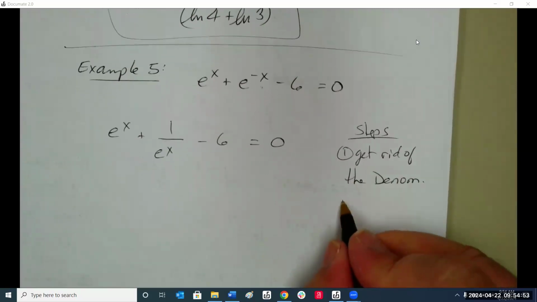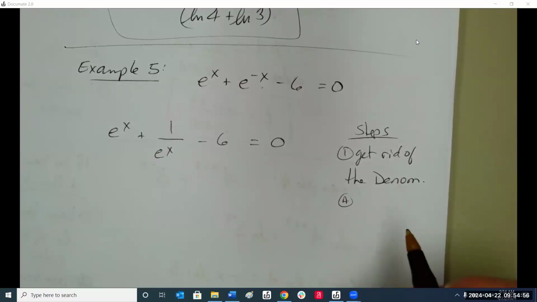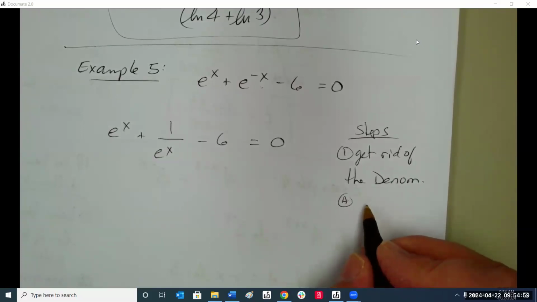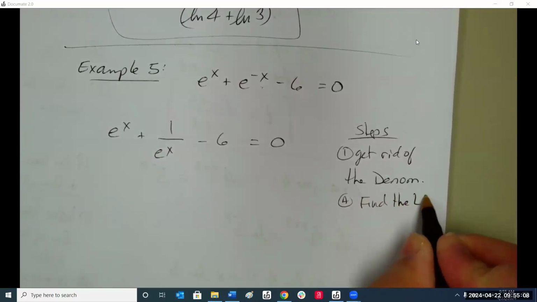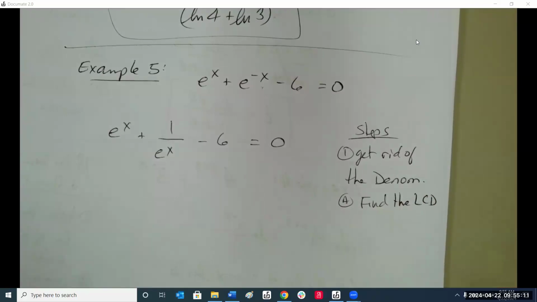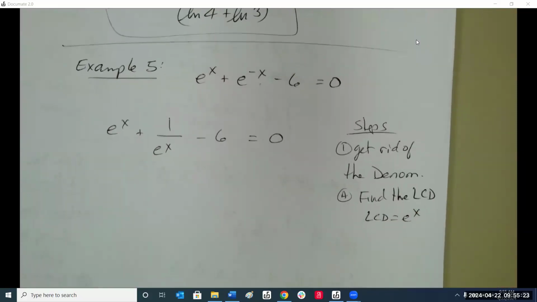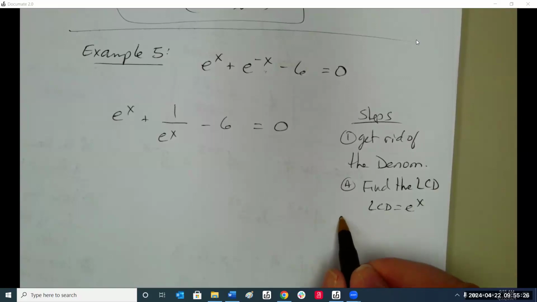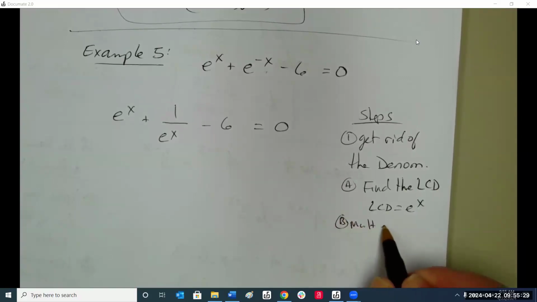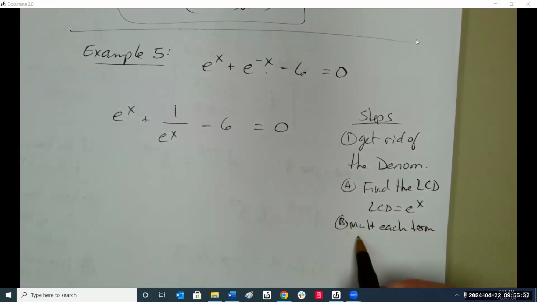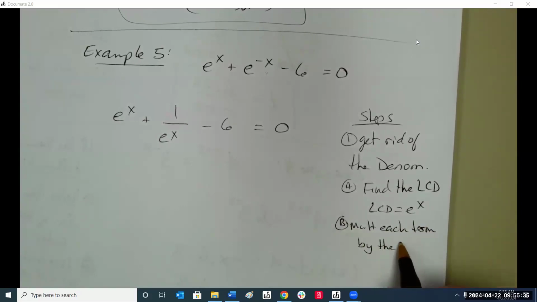How do we do that? Find the LCD, which is right. Well, taking the reciprocal would work this time because the numerator is 1. If it was a number on top, we couldn't take the reciprocal. So we find the LCD, which is what in this case? e to the power x. Multiply each term by the LCD.